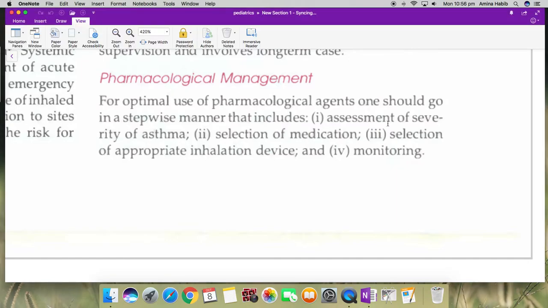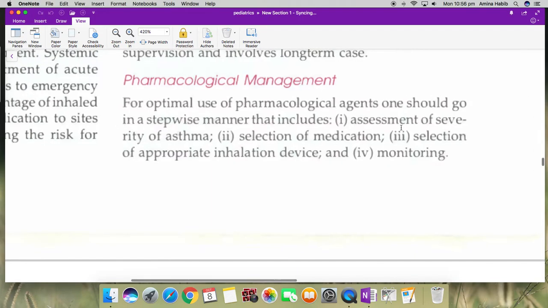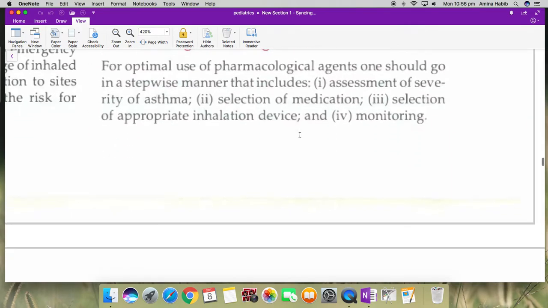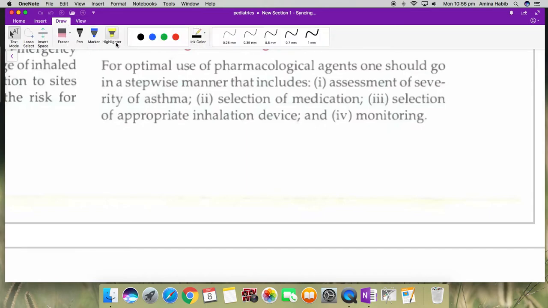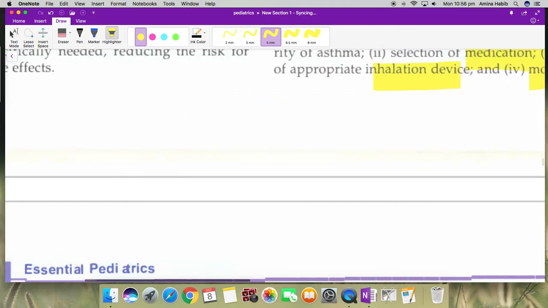First, you have to choose the symptomatic severity of asthma, symptom control. In the ninth edition, the first point is symptom control, that you have to control the symptoms. Number two, you have to prevent any exacerbations from happening. Then next, you have to select a proper medicine, then the proper route of delivery of that medicine, the inhalational device, and then finally the monitoring has to be done.